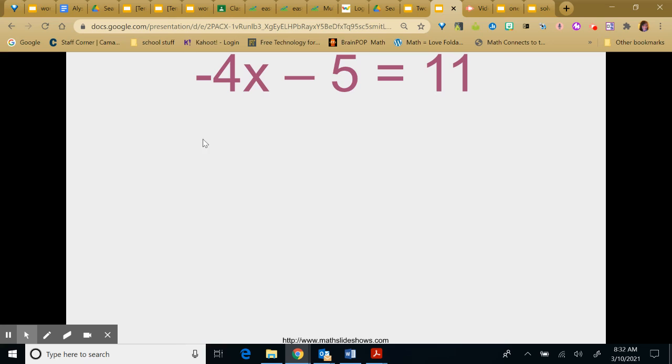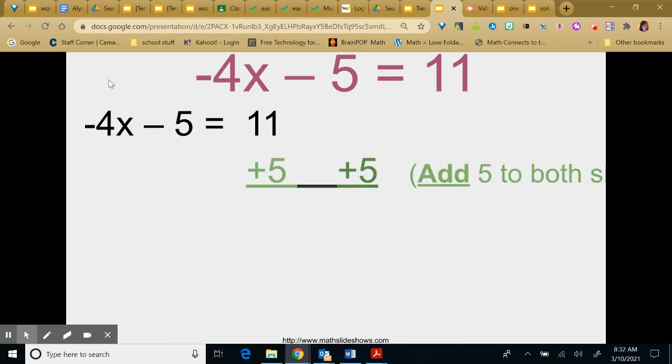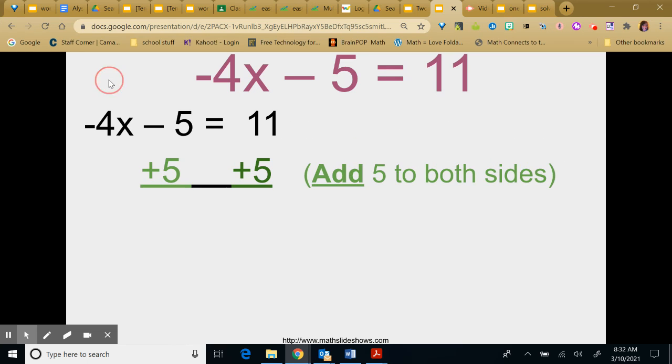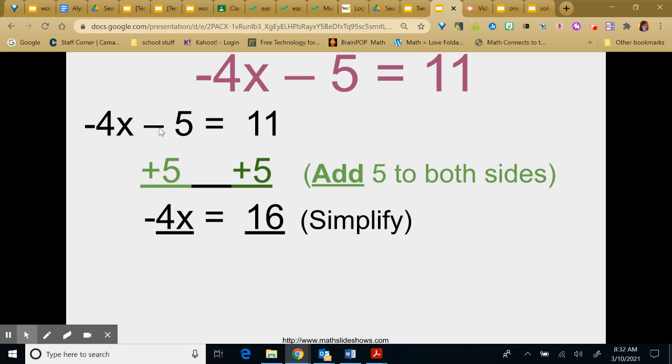Okay, so I hope that that is helpful to you. We're going to do one more problem, and then I hope that you can do some on your own. So write this down. Make sure you're doing it with me. Okay, what's your first step? First step is adding 5 to both sides. Okay, these 5s cancel out. We now have negative 4x equals 16.